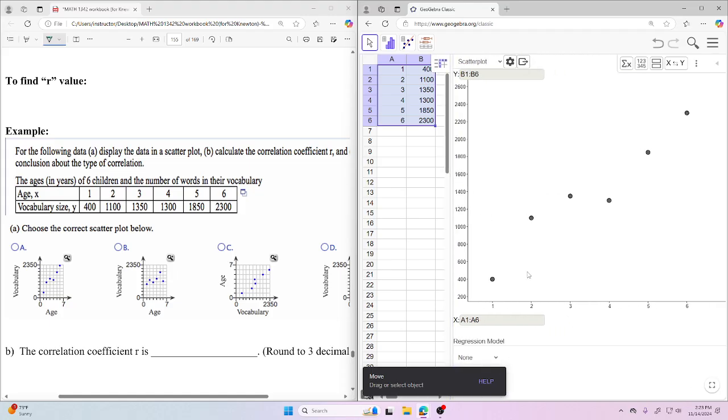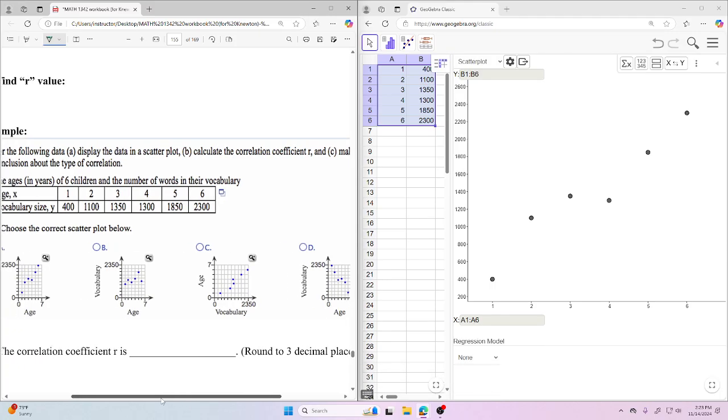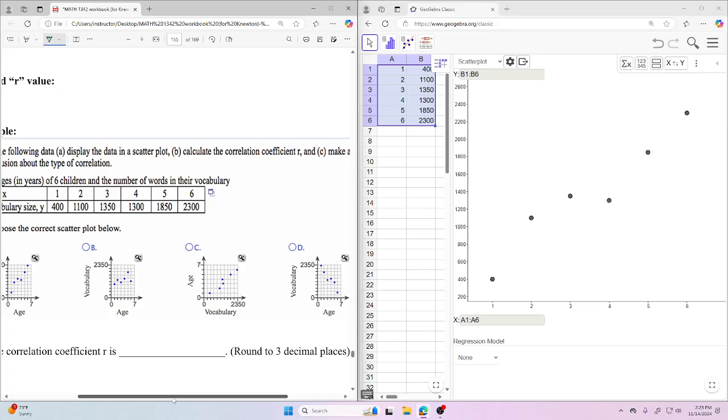And it gives us a scatter plot. And immediately, I could probably get this answer here. I'm looking for which one of these 4 looks like this. And so which one, A, B, C, or D? Yeah, I think A looks the best.